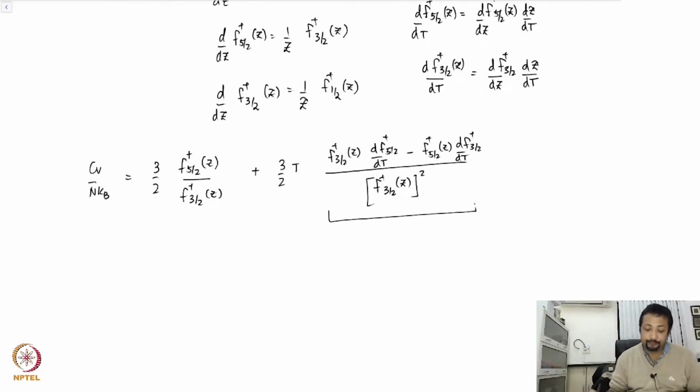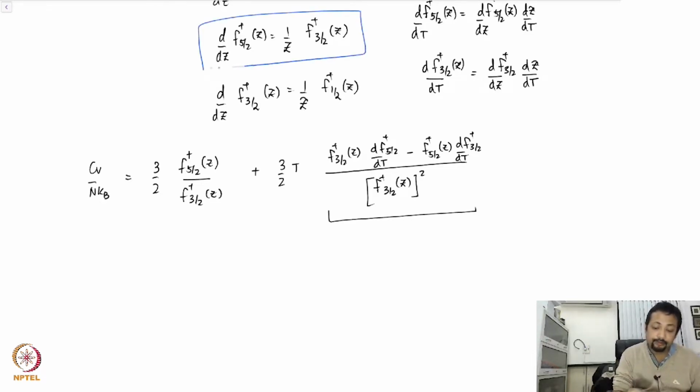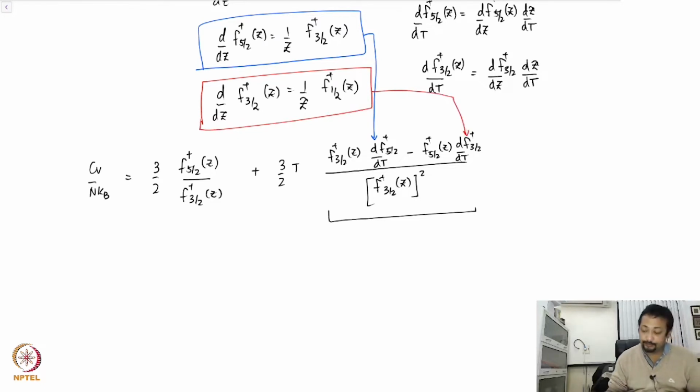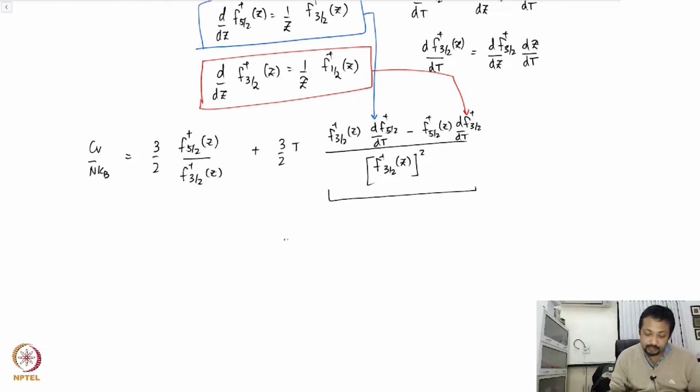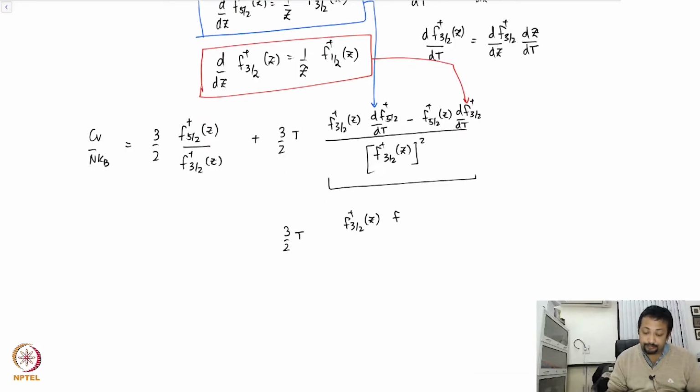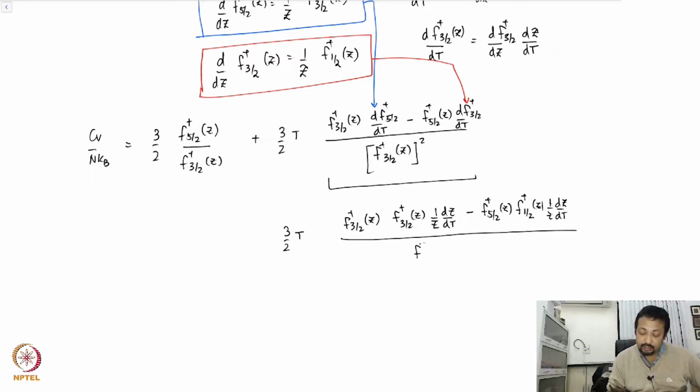This expression now, what we will do here is we will use this over here and this over here, which means this gives us 3/2 T times f_{3/2}(z) times 1 over z dz/dT, minus f_{5/2}(z) over z times f_{1/2}(z) times 1 over z dz/dT, divided by f_{3/2}(z) whole square.